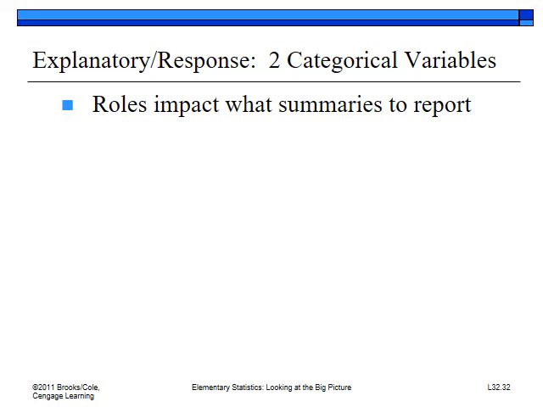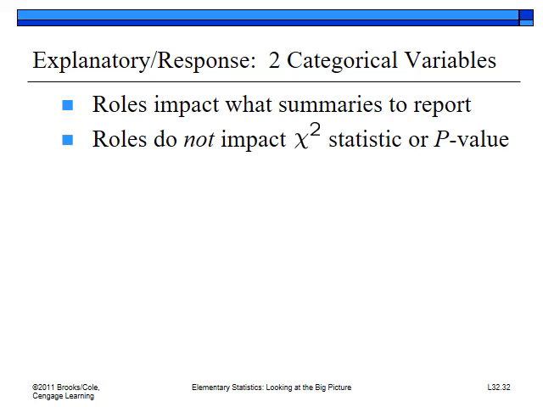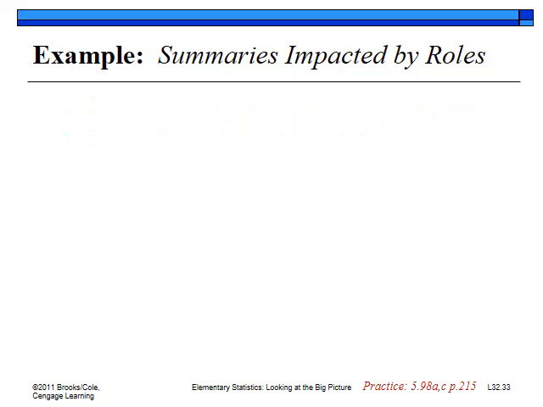So remember, for explanatory and response categorical variables, the roles of each impact what we report. But the roles do not impact chi-squared or the p-value, because remember, we compute the chi-square statistic using the expected values, and the expected values don't care which is explanatory and which is response. We use them both equally.